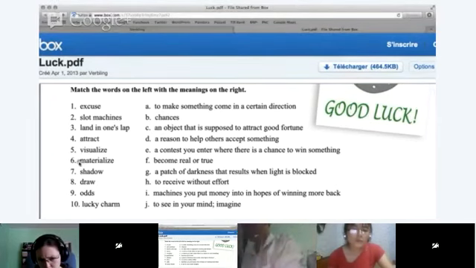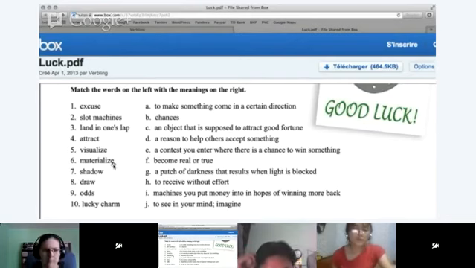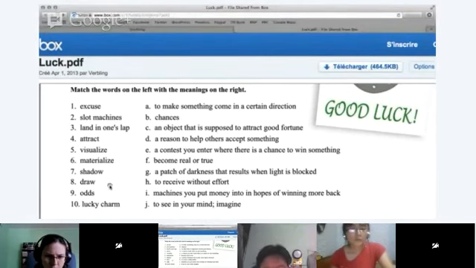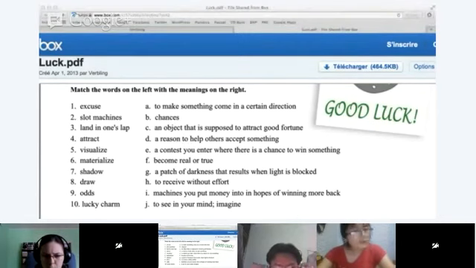Okay. What about materialize? If something materializes, it comes out of thin air, it appears. Become real or true? Exactly. Number 6. Good job. What letter was that? F? Awesome. And number 7. What is a shadow? We see a lot of shadows when the sun is out. Yes, it's G. A patch of darkness that results when light is blocked. So 7 is G.